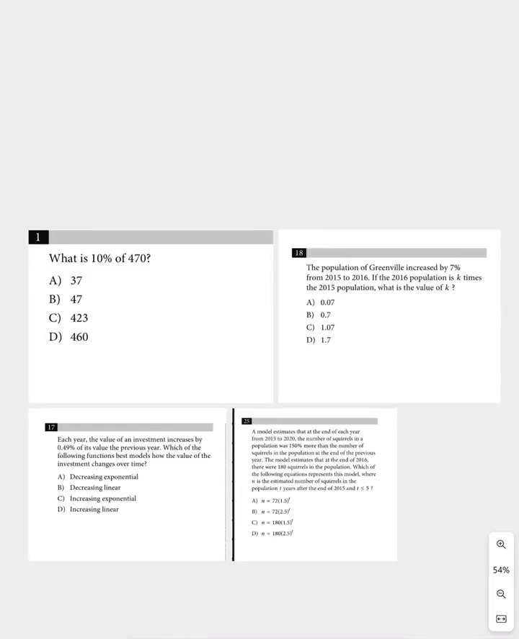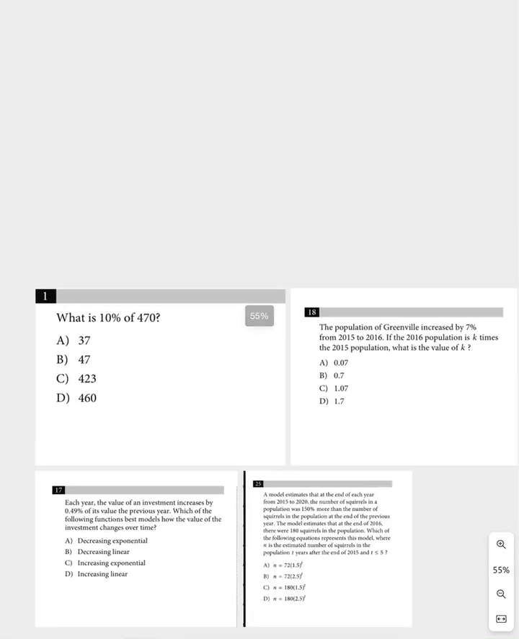First, before we begin, there's some formulas that we should know. When you see the word "of", like in this question 1, "of" just means to multiply. So this is the easiest type of question. When you see questions like number 1, 10% of 470, it just means, in other words, multiply by 10%.